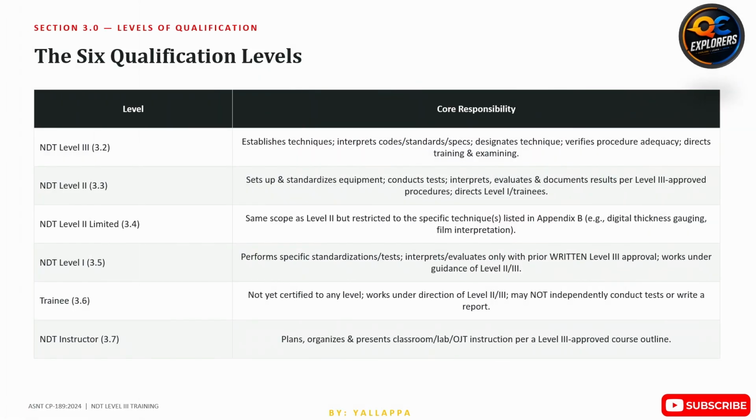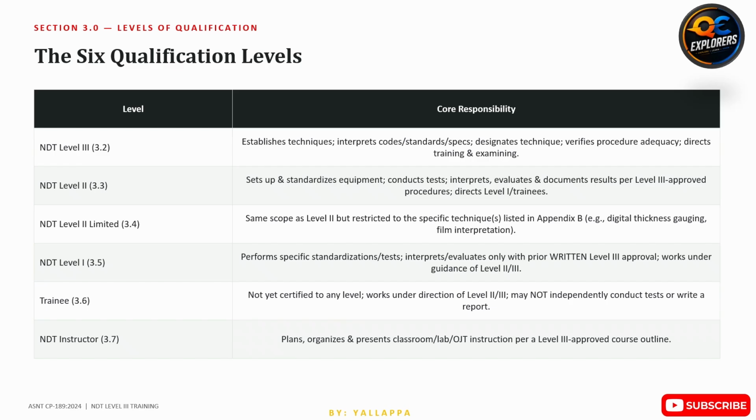CP-189 recognizes 6 qualification levels, each with defined responsibilities and authority. The NDT Level 3 develops procedures, interprets codes and standards, selects inspection techniques, approves procedures, and oversees training, examinations, and certification. The NDT Level II performs inspections, interprets results, prepares reports, and may supervise Level 1 personnel and trainees while working within approved procedures. The Level 2 limited certification applies to specific techniques such as ultrasonic thickness measurement or radiographic image interpretation, where a full Level 2 qualification is not required.